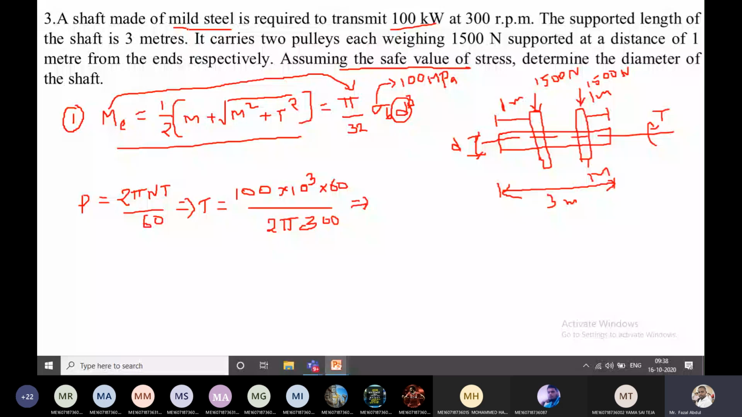Now what parameters are required to solve this equation? We require the torque and the maximum bending moment, and d is the unknown asked in the question. To calculate the torque, you know the power equation, P = 2πNT/60. Through this relation you calculate the torque. Now tell me the answer here. Power is given as 100 kilowatts, which I convert into watts, multiplied by 60/(2πN). Speed is given as 300 rpm, so I wrote 300 here. Now tell me the T value. How much? 3183? You got 3183? Okay, we solved this in the last class.